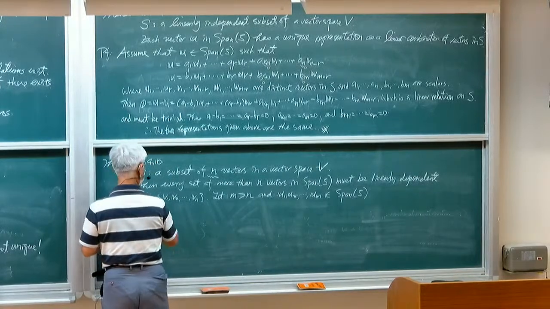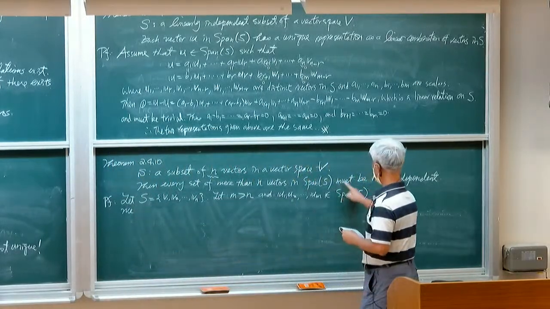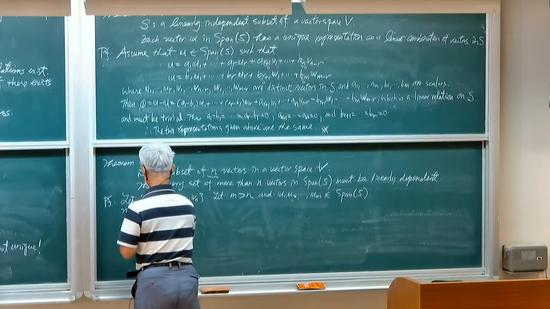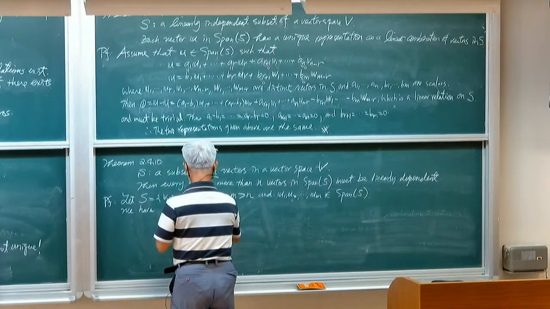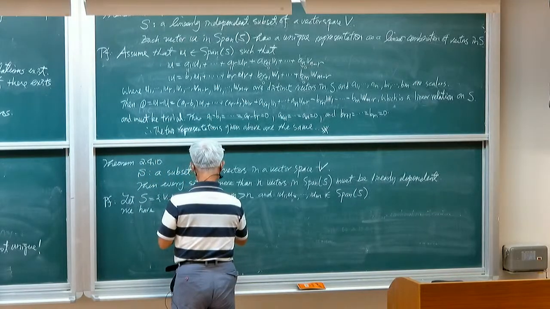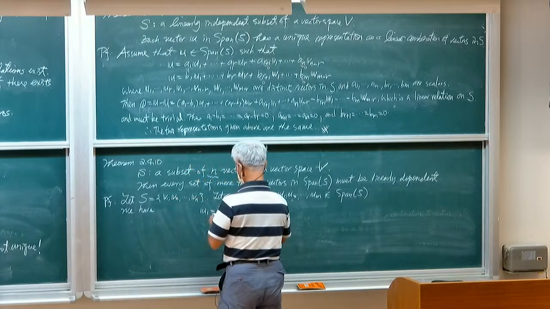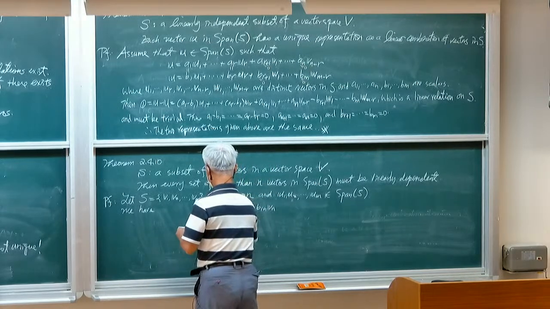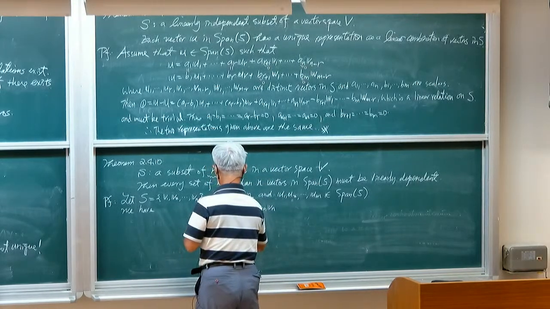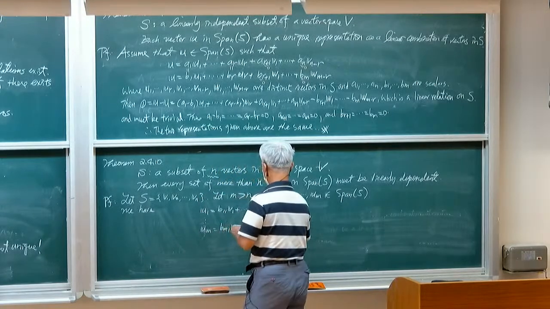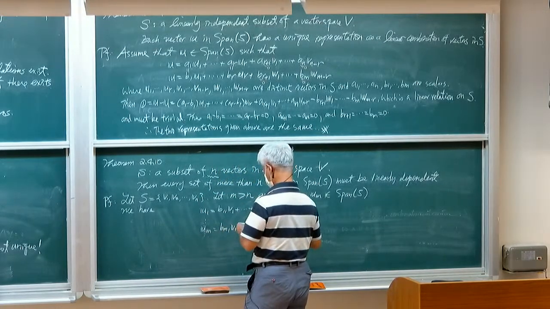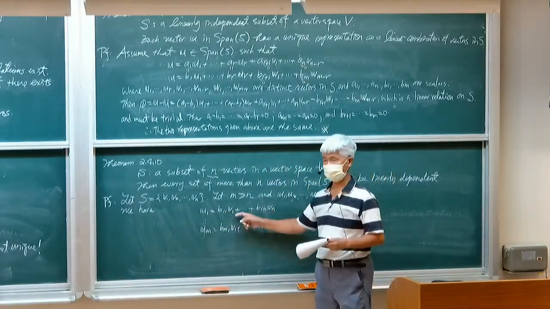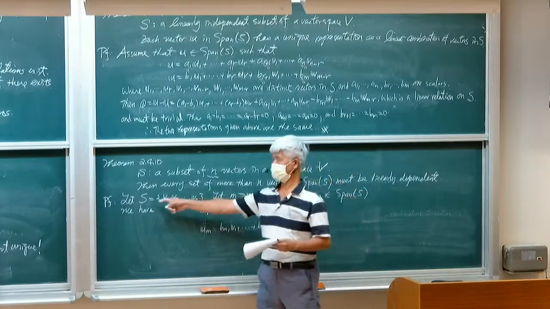All right, but because U1, U2, up to UM are in the span of S, right? So we must find U1 is equal to B11 V1 plus ... plus B1n Vn. And finally, UM is BM1 V1 plus ... plus BMn Vn. Okay. So because they are in the span of S, they are linear combinations of vectors in S here.